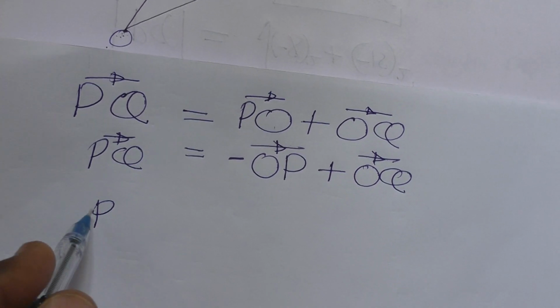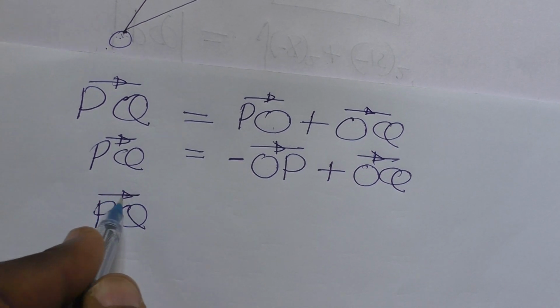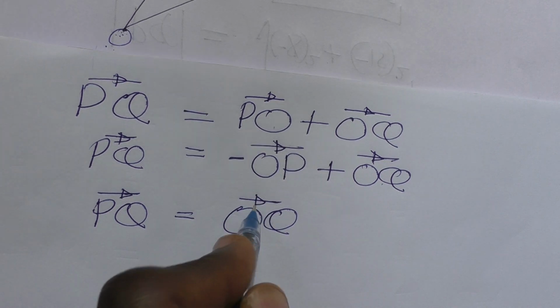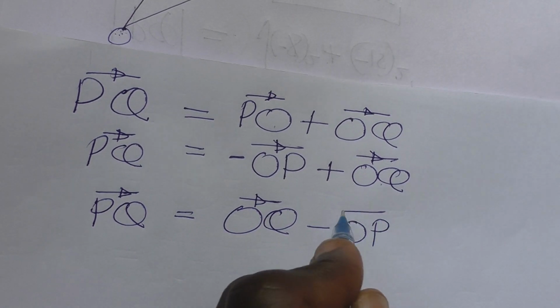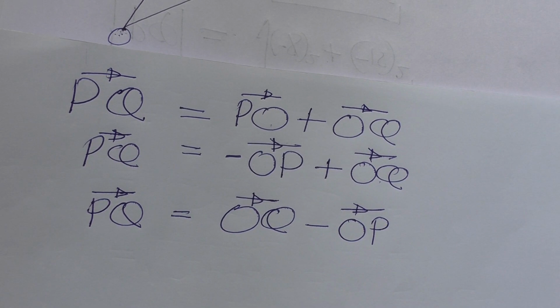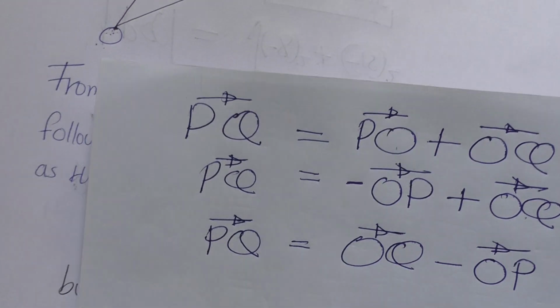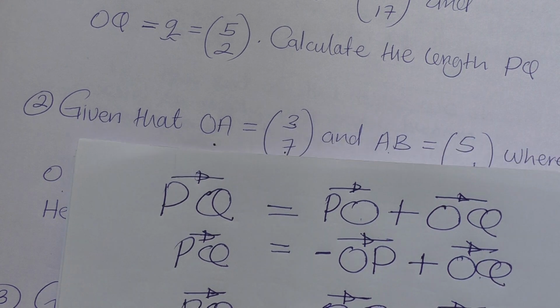PQ as we start with the positive, that is OQ minus OP. That is how we shall get the displacement PQ. Let us look at examples on that.